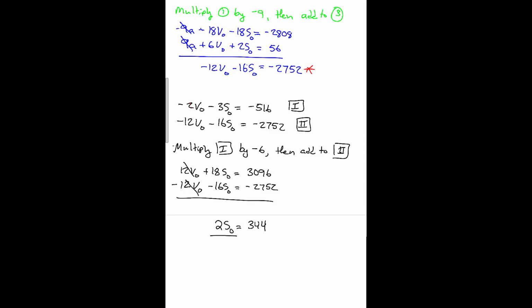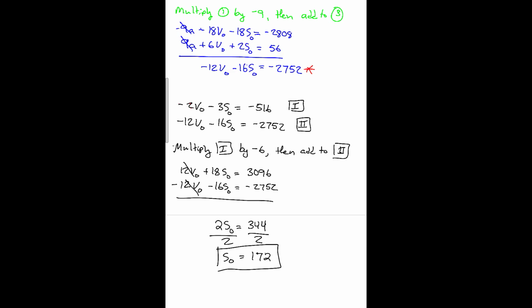Here, all I have to do is divide both sides by 2, so I get an s naught value of 176. Goodness, I cannot do math today. I apologize. 172. There is one crucial part right there. That's the beautiful part. So now we're getting somewhere.